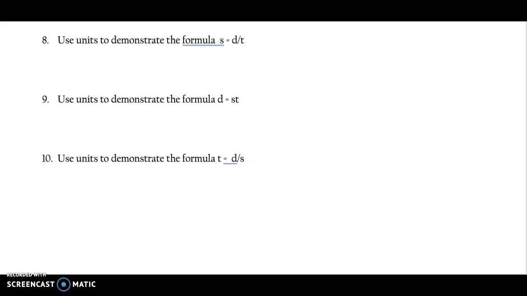All right, I'm going to talk about the last three analysis questions on the To Speed or Not to Speed. The odd ones that say use units to demonstrate the formula. So looking at the one for speed. Speed is distance divided by time.